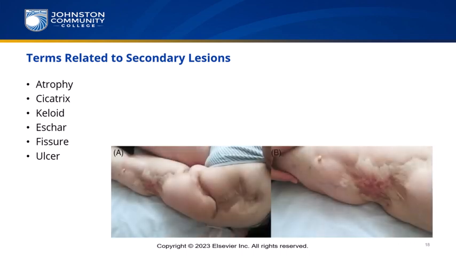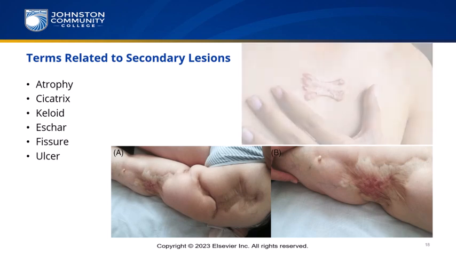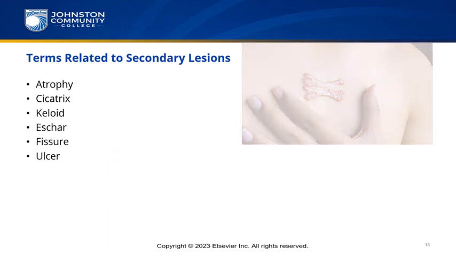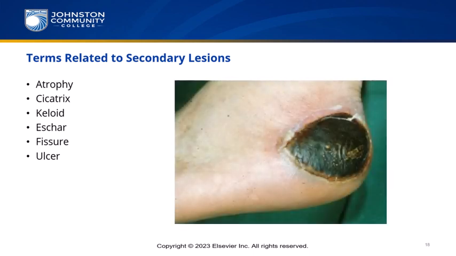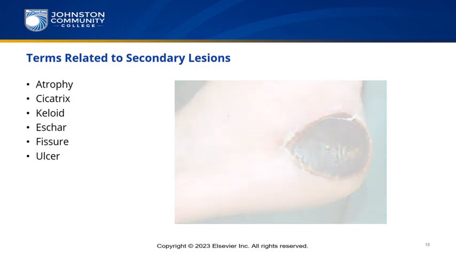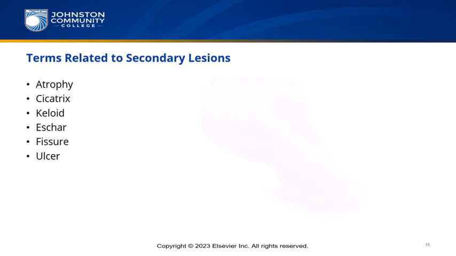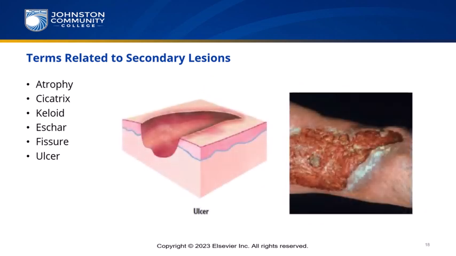A cicatrix is a scar, while a keloid is an overgrowth of tissue at a site of an injury. Eschar is dried serum, blood, or pus that can occur at the site of an injury or a burn. Commonly, we know it as a scab. A fissure is a crack-like lesion of the skin. And then an ulcer is a circumscribed crater-like lesion of the skin or a mucous membrane. It's important to note that ulcers can occur on the outer surface of the body as well as on the inside.